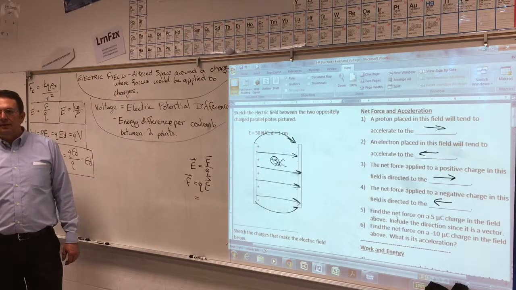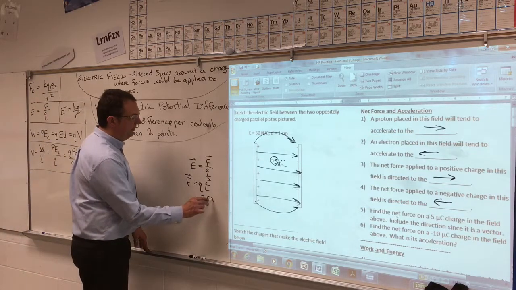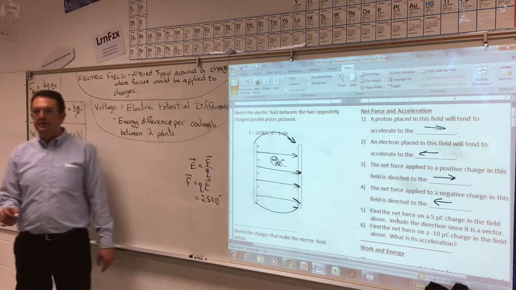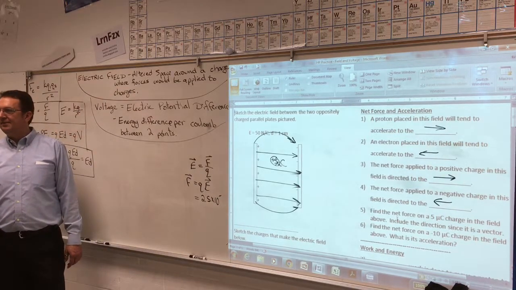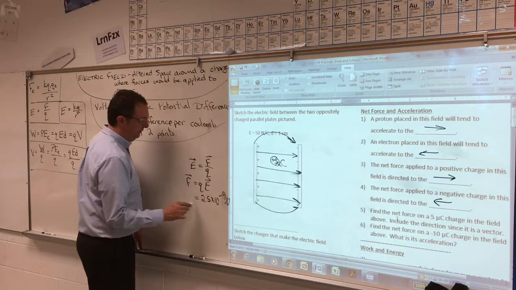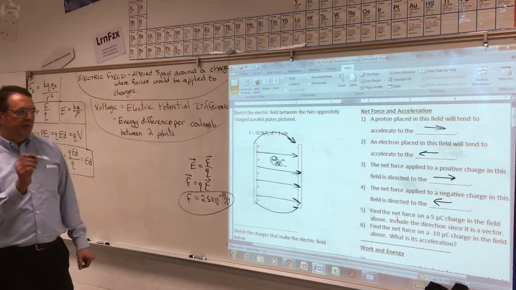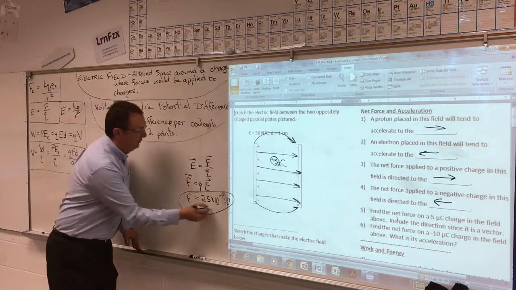25 times 10 to the negative 5 newtons to the right. Or 2.5 times 10 to the negative... No, yeah, it's 2.5. And it's 4, and the units are what? Newtons. So the force is 2.5 times 10 to the negative 4 newtons, and that is a positive charge, so it would be to the right.